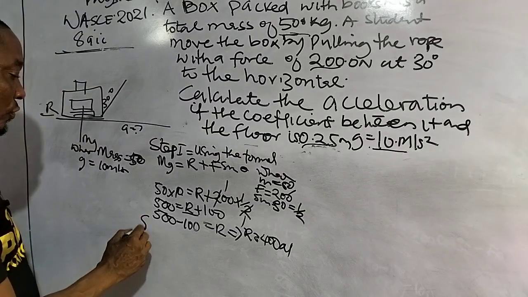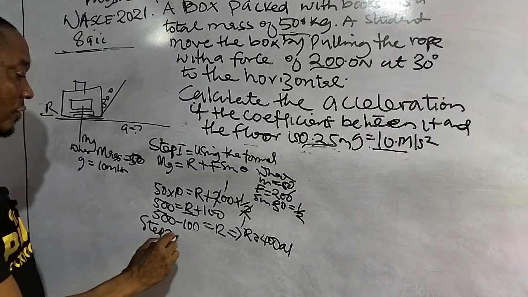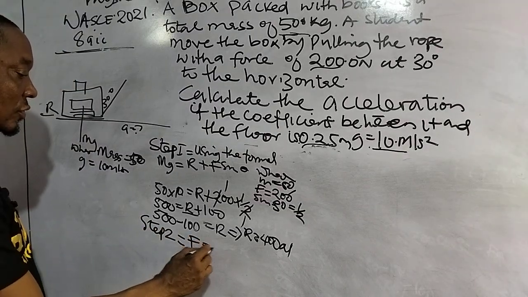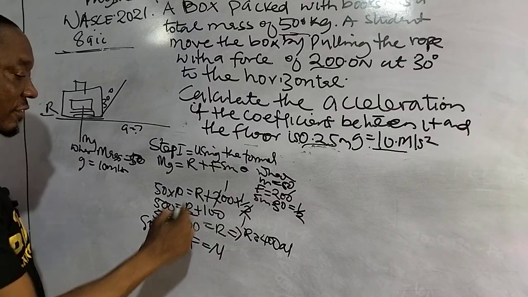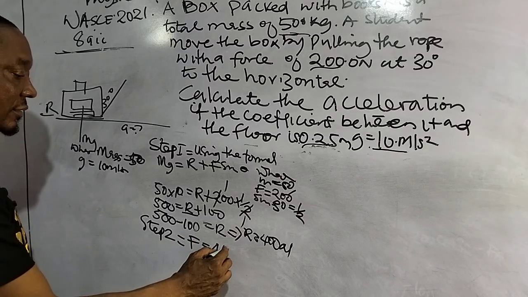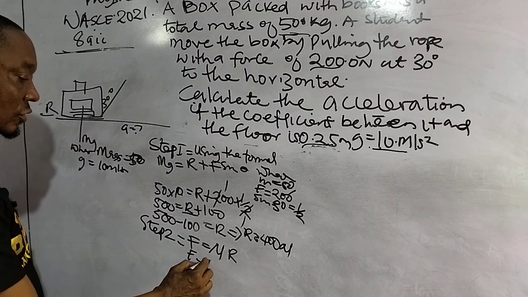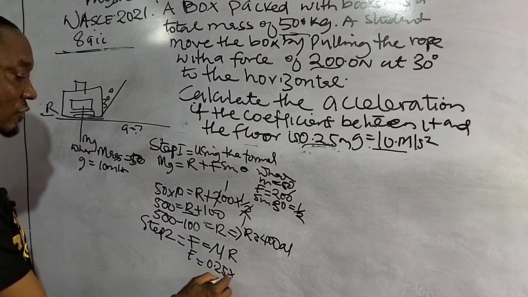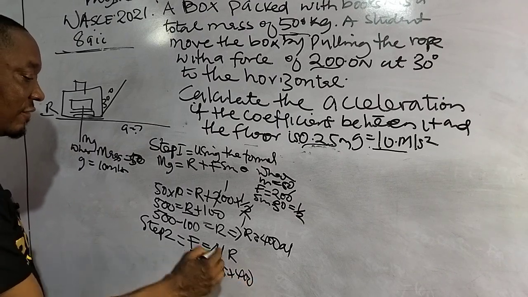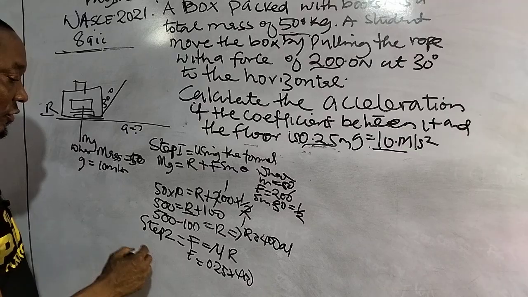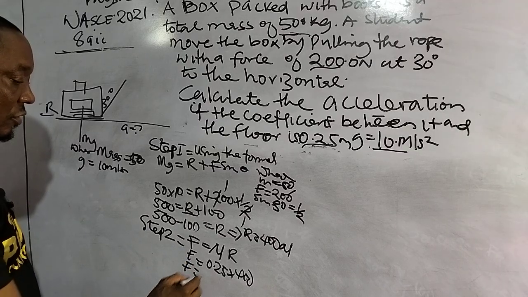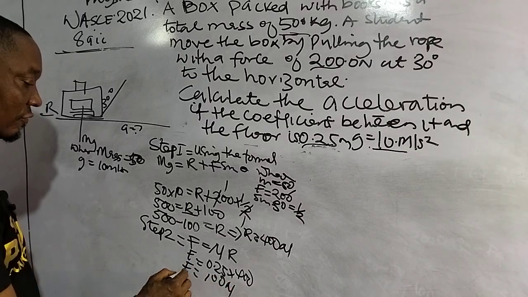So step 2, we are going to use F equals the coefficient of friction between the floor and the box times R, which is F equals 0.25 times 400, where 400 is the reaction. So we have F equals 100. That is the frictional force.